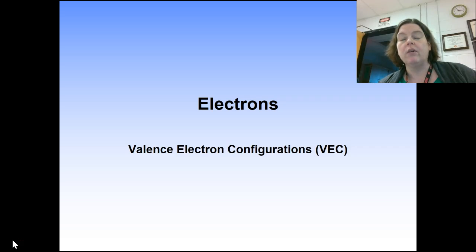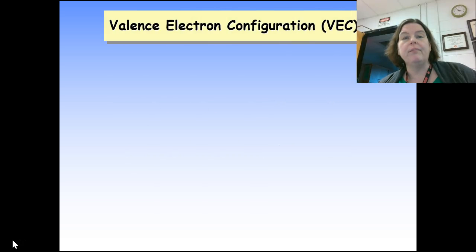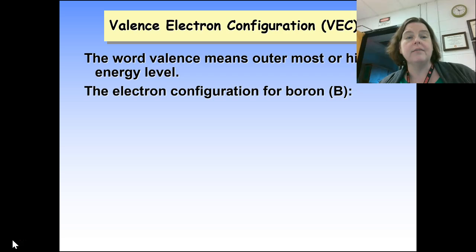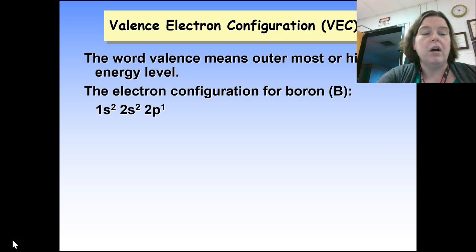Now, I know that several classes today were figuring it out. And so what is a valence electron configuration? The word valence means outermost or highest energy level. We already know that. We had this conversation about valence today in class. So the electron configuration for boron is 1s2, 2s2, 2p1.